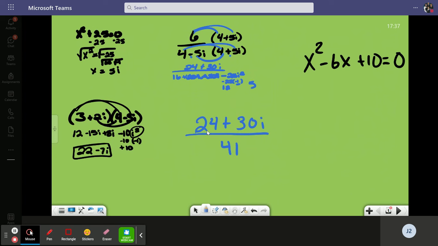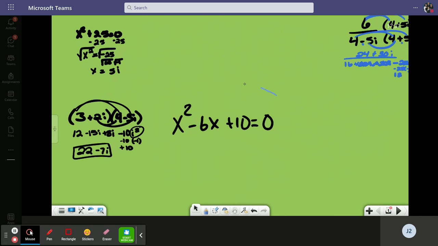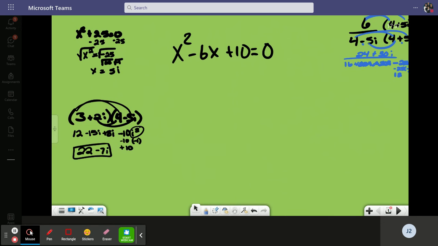Okay, so let's go to, how about, what was that quadratic equation? We're going to use that guy to solve this. Negative b plus or minus the square root of b squared minus 4ac, and all of it over 2a. There you go. Good job.